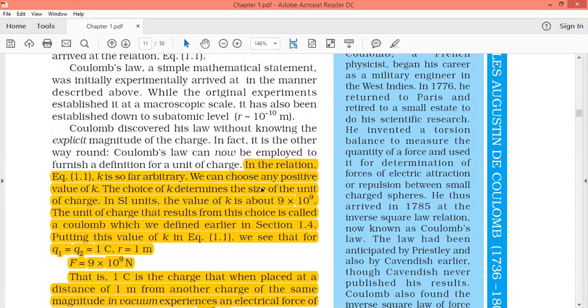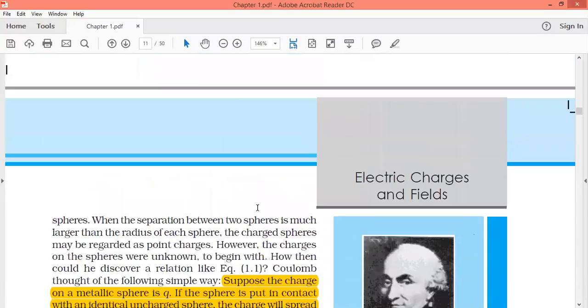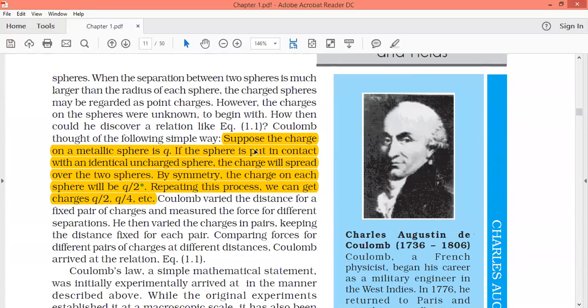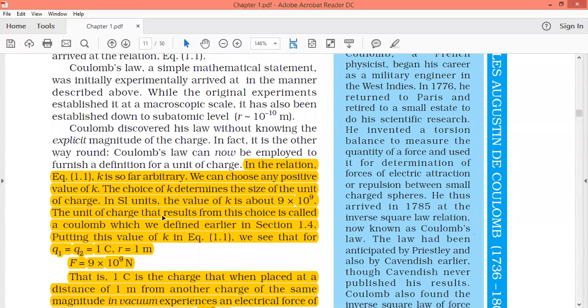So in this equation 1 we have discussed. What is equation 1? F is equal to k into q1 q2 divided by r square is the equation 1. Okay. So in the equation 1, k is so far arbitrary. So we can choose any positive value for k. Okay. So the choice of k, however, which value we take for k, determines the size of unit of charge.